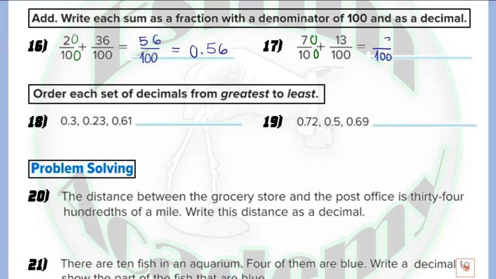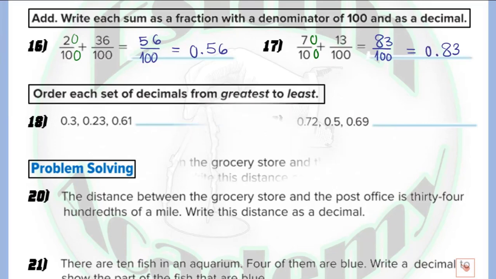0 and 3 equal 3. 7 and 1 equal 8. So the answer now is 83 over 100. If we need to write it as a decimal, just write 83. Because we have 100 down, just put the decimal point after 2 digits from the right. So the answer now will be equal to 0.83.